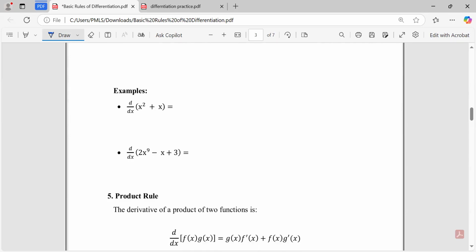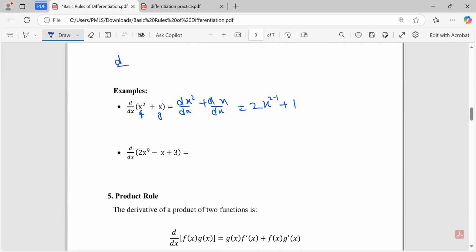Now, see that this is something the same, two functions added together, right? We consider that this is f of x, this is g of x. So we will apply the derivative on each. And then for the first one, we apply the power rule: power becomes the coefficient, decrease 1 in the power. And for the second one, we know that the derivative of x with respect to x is 1.